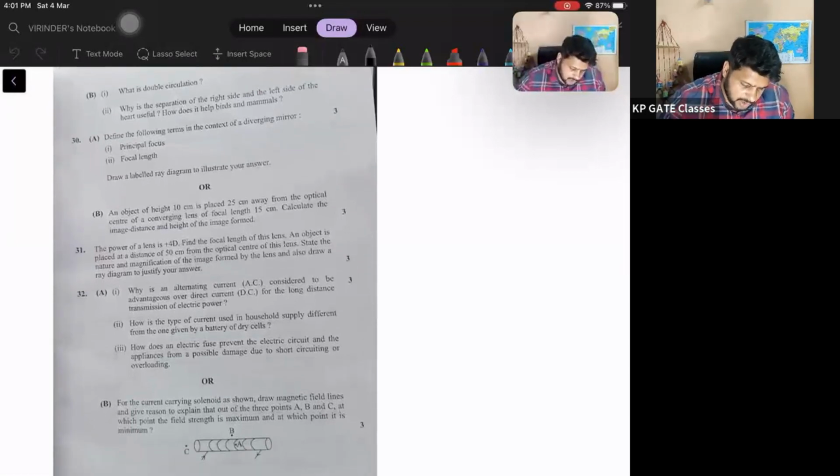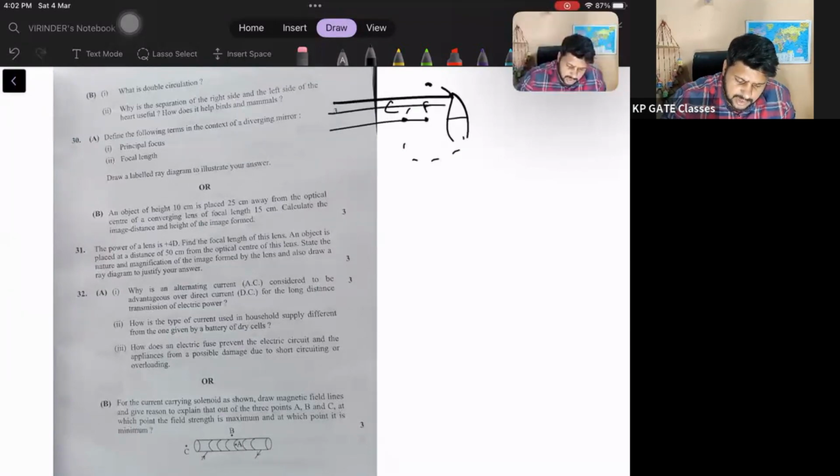Define principal focus and focal length. This is my focal length. If we complete the circle, then this is my radius of curvature. This will be our focus, and the principal focus is the point where light rays coming parallel meet at a single point. That is your principal focus.